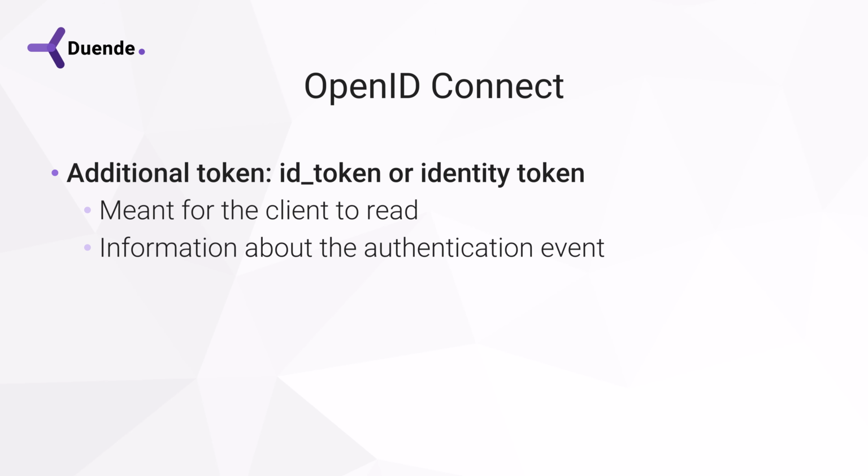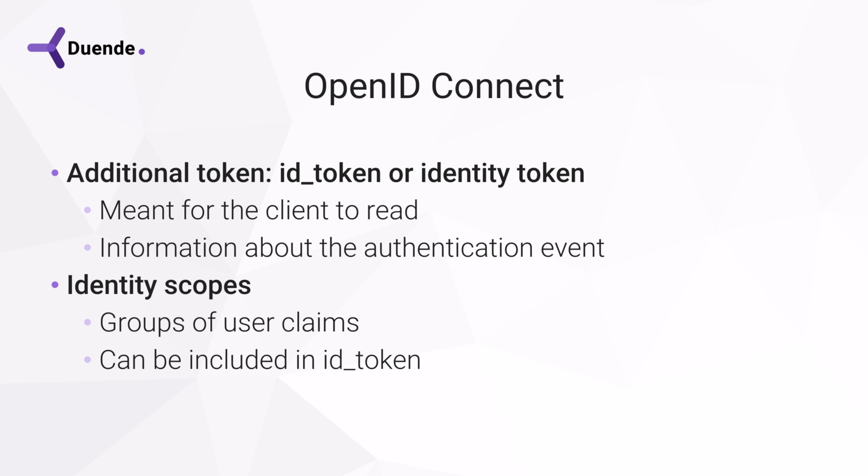OpenID Connect allows for an additional token called the ID token, also known as the identity token, which the client is allowed to read. It contains information about the user's authentication event at the authorization server. OpenID Connect also introduces identity-related scopes, which are groups of user claims that can be included in the ID token, so the client has access to this information.